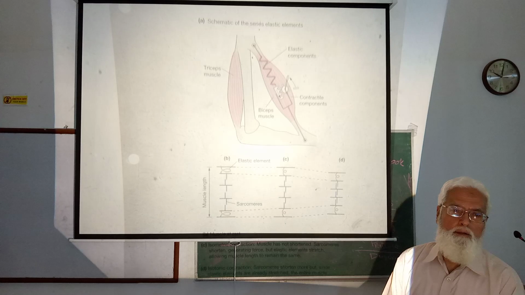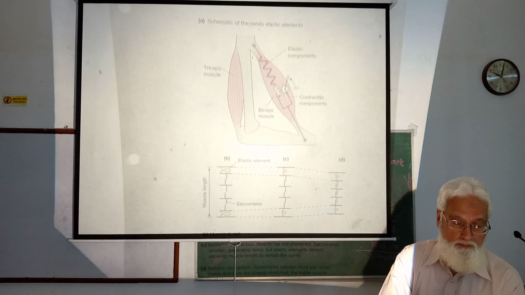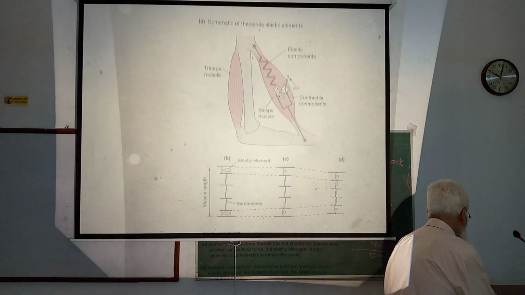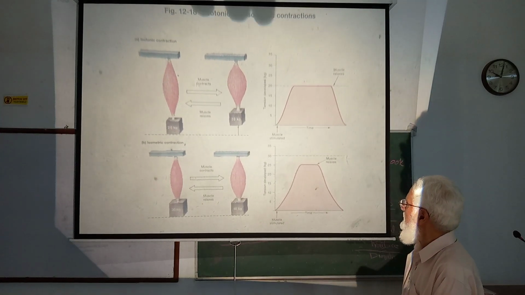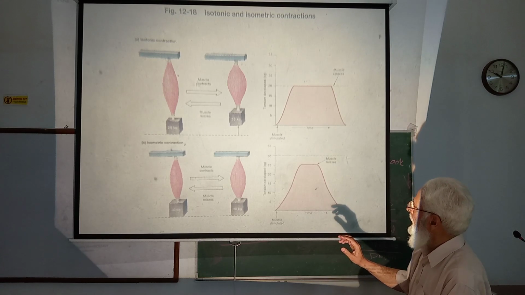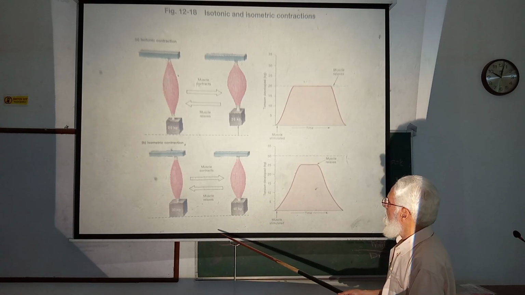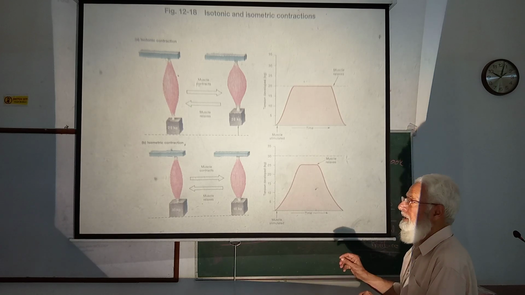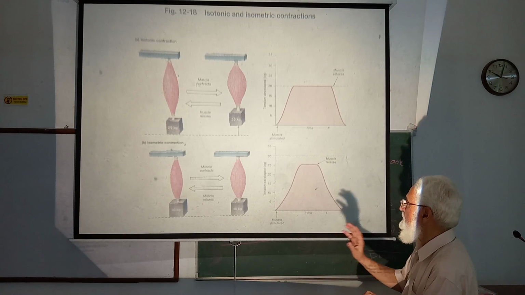During isometric contraction, the muscle contracts against a constant load. Both ends of the muscle are held fixed. So during isometric contraction, the muscle contracts against constant load, and there is no change in the length of the muscle. Why no change? There is some shortening that is neutralized by the stretching of the elastic component.